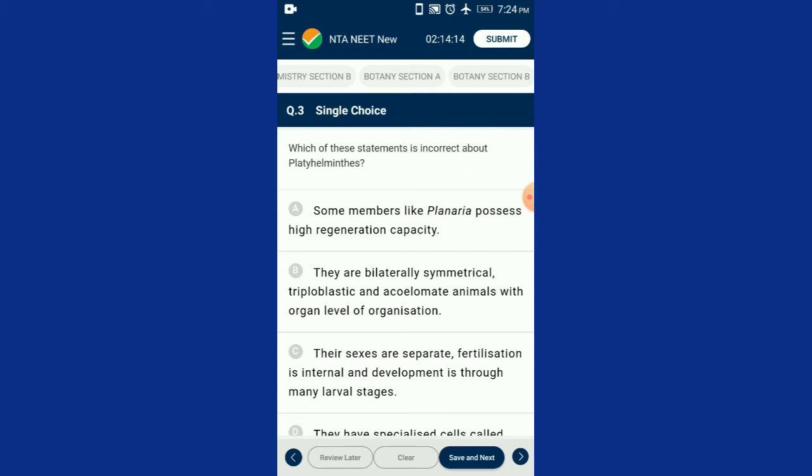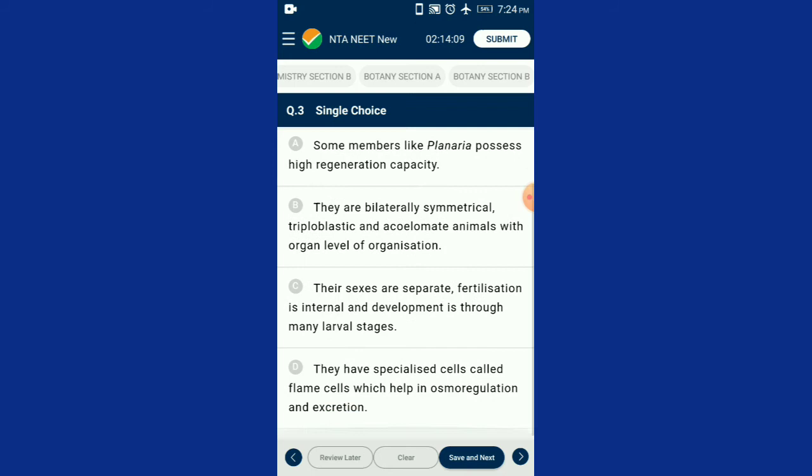So the answer for this question is option C. Their sexes are separate. Fertilization is internal and development is through many larval stages. So that is the incorrect statement about platyhelminthes.